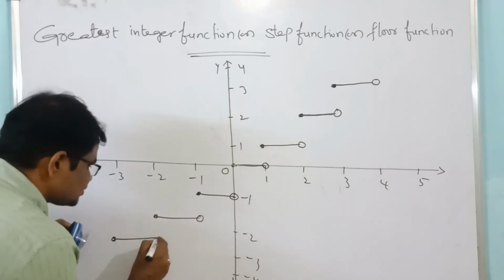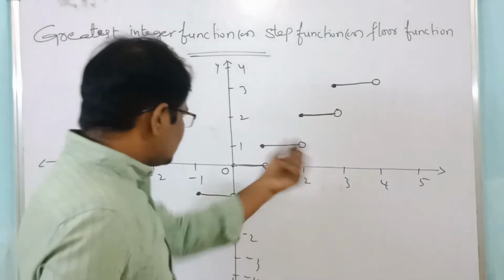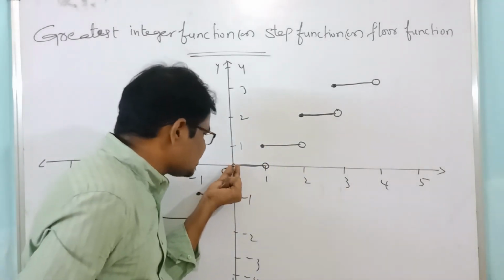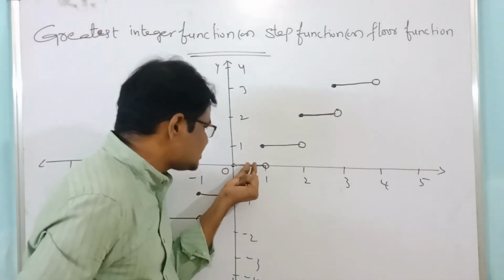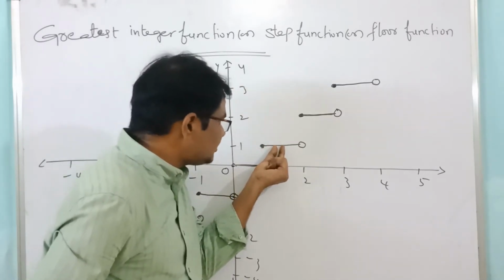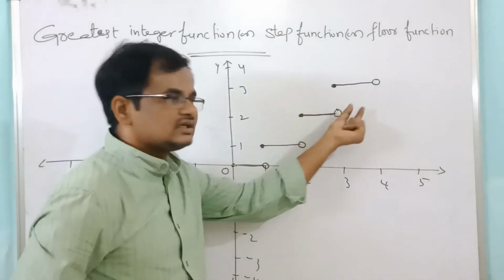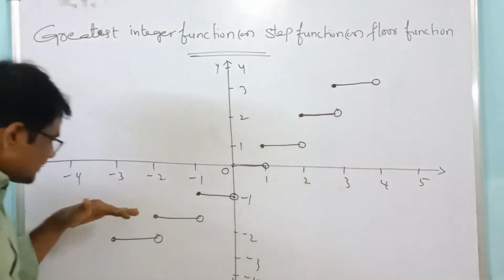Minus 3 to minus 2, minus 3 only you will get. Once again, listen. The greatest integer function at 0, 0.1, 0.5, 0.9 gives 0. But at 1, 1 you will get. For 1.1, 1.2, etc. up to 1.9, 1 only. But at 2, 2 you will get. Like that. So that's why here some steps are there.